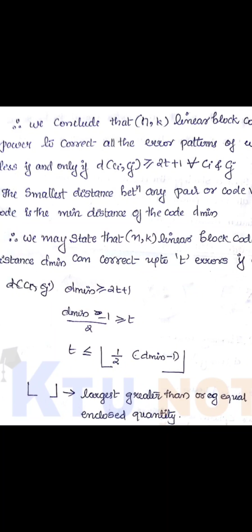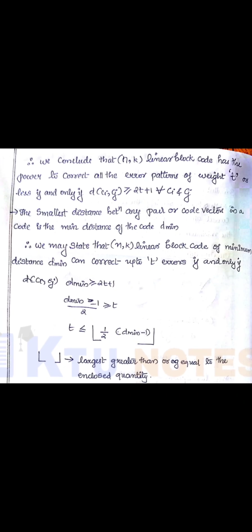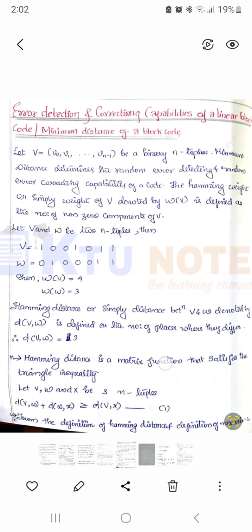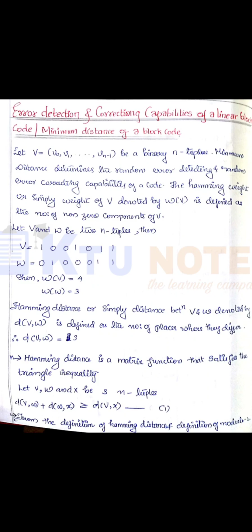Okay, so for detecting and correcting an error, this rule should be satisfied. That is, the distance between two code words should be 2t plus 1. Otherwise, we cannot detect or correct the errors. So this rule should be satisfied. Okay, so this is how we are finding and correcting the error in linear block code.